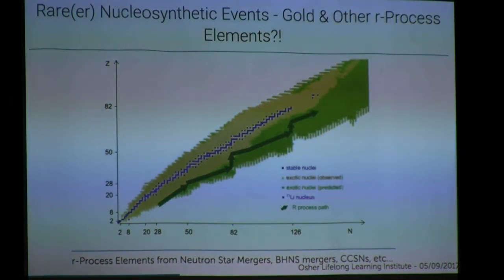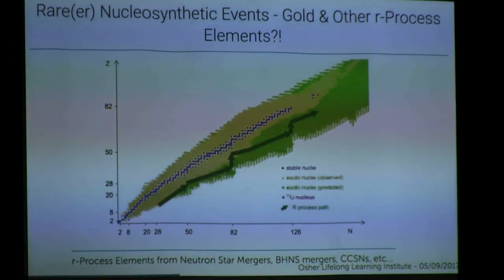Okay, so here's the cool part. This is a diagram of the atomic number for different elements on the y-axis, so that's Z, and then the number of neutrons on the x-axis. And so this green patch here is what's considered the R process. And so the cool thing is that in this highly energetic scenario, basically you form elements that look like this, that are extremely neutron rich.